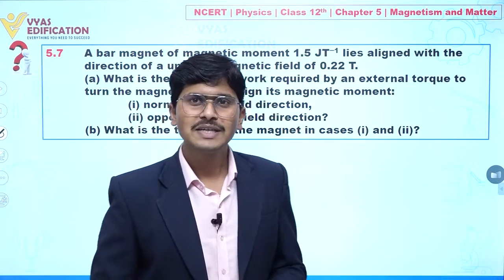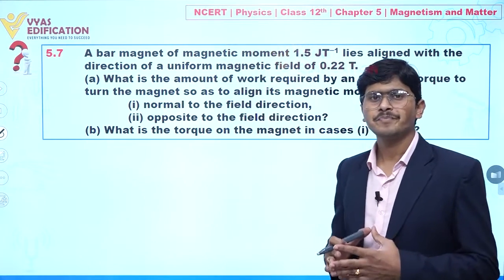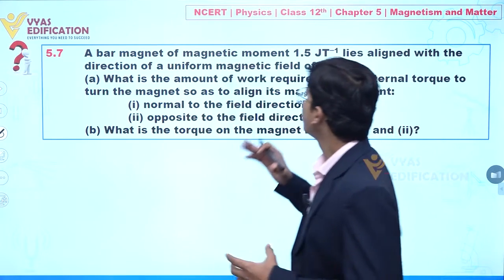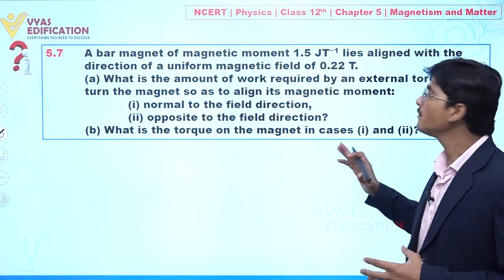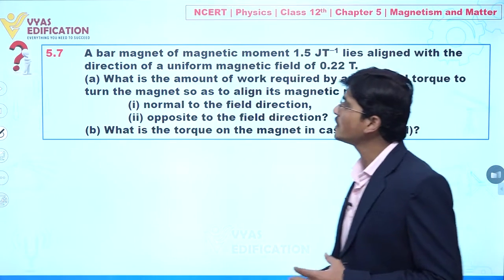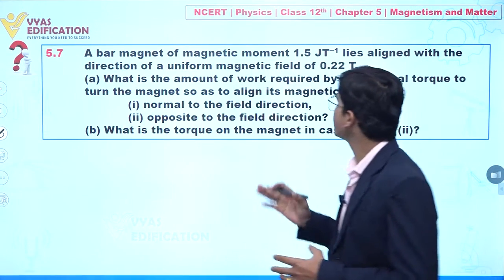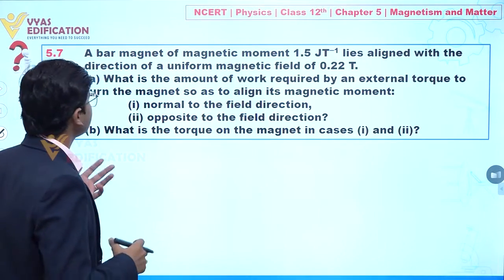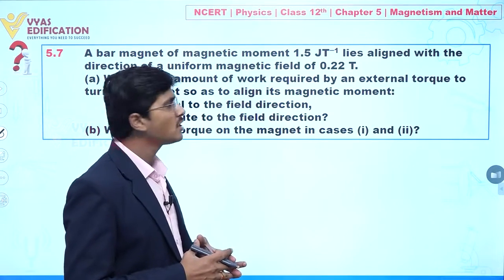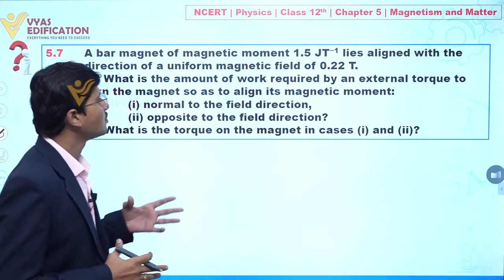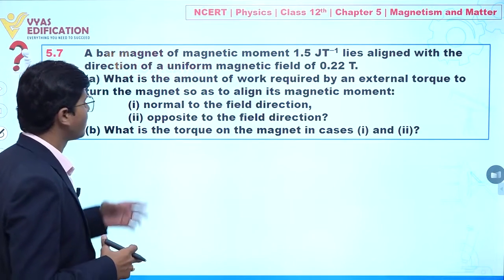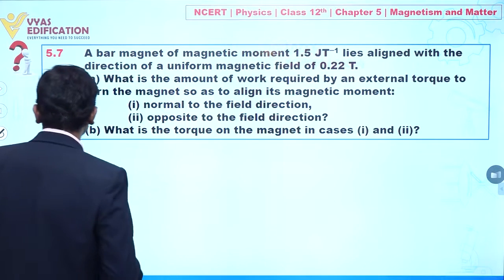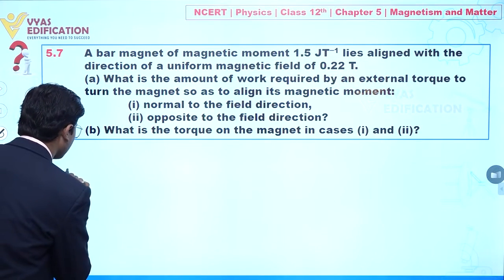Now student, we are going to discuss question number 5.7, and in this question it is given to you a bar magnet of magnetic moment 1.5 joule per Tesla lies aligned with the direction of a uniform magnetic field of 0.22 Tesla. Clear? Now part A: what is the amount of work required by an external torque to turn the magnet so as to align its magnetic moment? Number 1, normal to the field direction; second, opposite to the field direction. Clear? So let us try to understand this question.